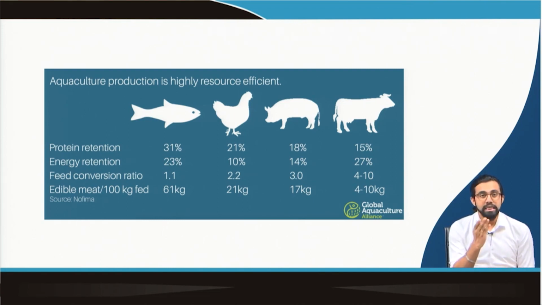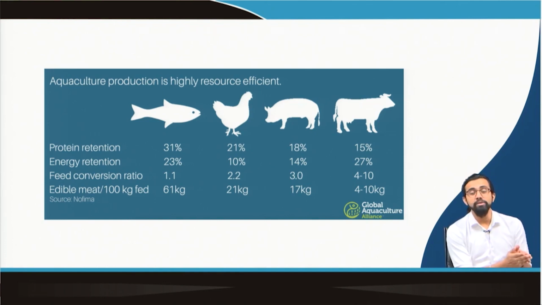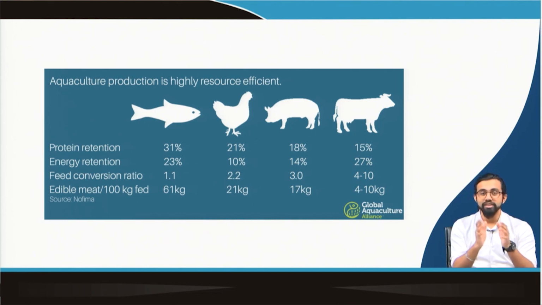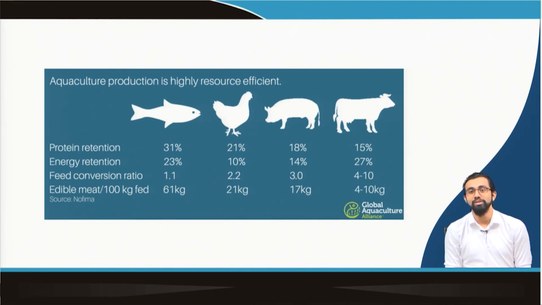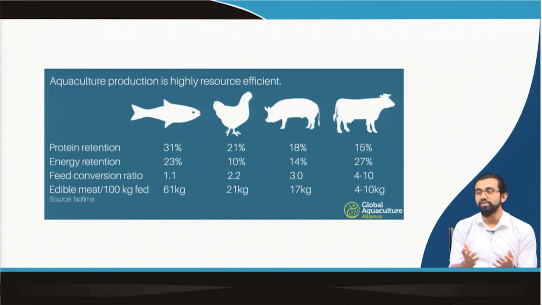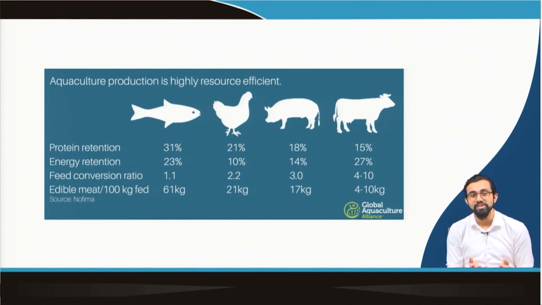The fourth one is the edible meat per 100 kg of feed. Out of 100 kg of feed that you are providing, you can have 61 kg of edible meat from fish. I say only because it's still good enough actually. If you talk about beef, it's only 4 to 10 kg. So the difference is huge, isn't it?